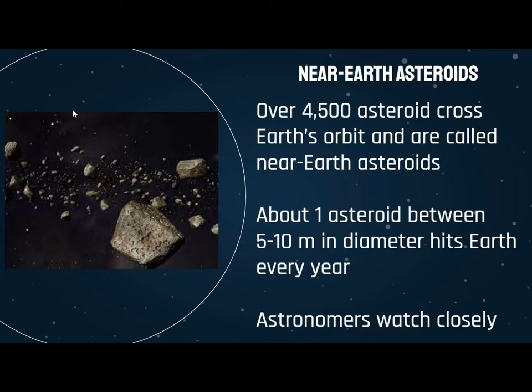Remember, a meter stick is just 3 inches larger than a yardstick. So it would be about 5.5 yards wide. Yeah, it's a good size asteroid. Okay. Astronomers watch these really closely because those could do some serious damage to Earth if they were actually to hit us.